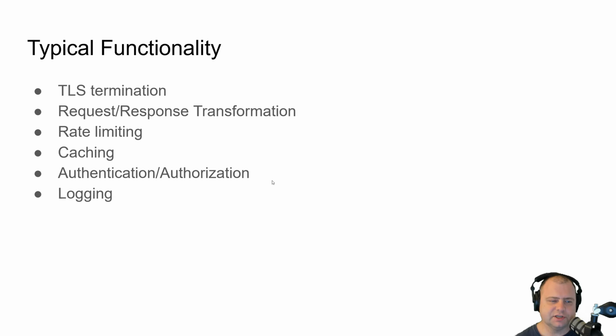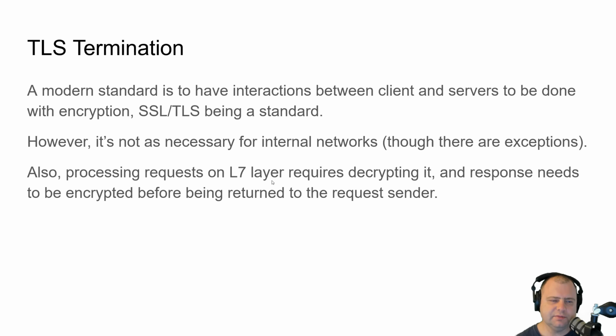So what's the typical functionality? Some of the things, but not limited to, are TLS termination, request response transformation, rate limiting, caching, authentication, authorization, and logging. Let's go over each of them. For TLS termination, a modern standard is to have interactions between client and service done with encryption, and SSL/TLS is pretty much a standard.